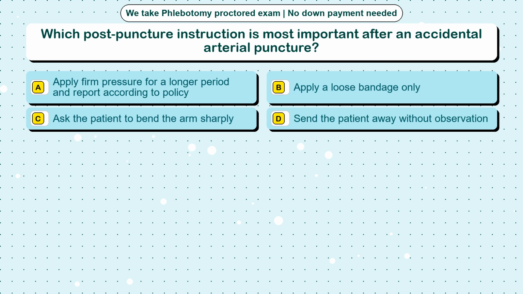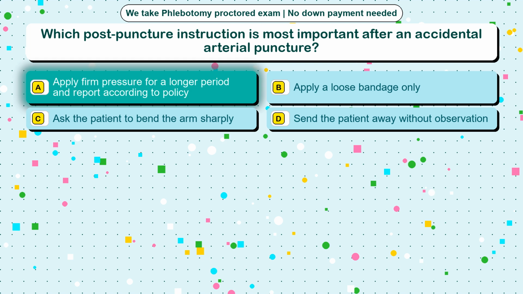Question 45. Which post-puncture instruction is most important after an accidental arterial puncture? Option A. Apply firm pressure for a longer period and report according to policy. Option B. Apply a loose bandage only. Option C. Ask the patient to bend the arm sharply. Option D. Send the patient away without observation. The correct answer is option A. Apply firm pressure for a longer period and report according to policy.